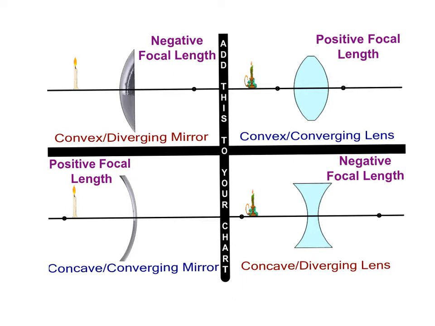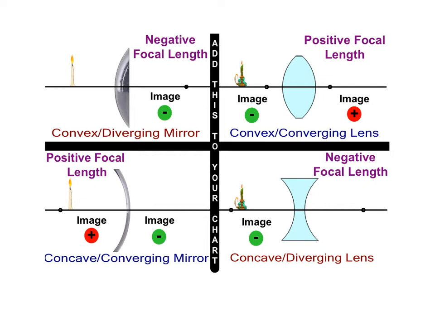So what you need to know about converging and diverging lenses is that a converging lens, by definition, has a positive focal length. That's a property of the lens. And then, of course, a diverging or concave lens has what we call a negative focal length. Please make sure this chart gets in your notes. Pause the video if you have to.